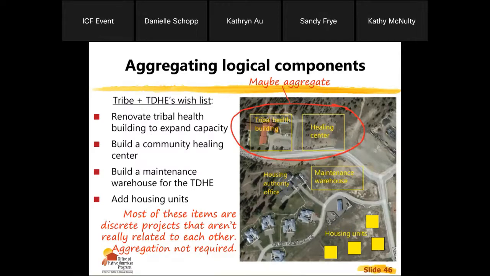If it's within the same time frame of the next 5 years, then I do recommend probably aggregating those two together. And then the housing units, you wouldn't aggregate that with the maintenance warehouse or the health services, but you would aggregate those 4 buildings, the new construction, together into one review.